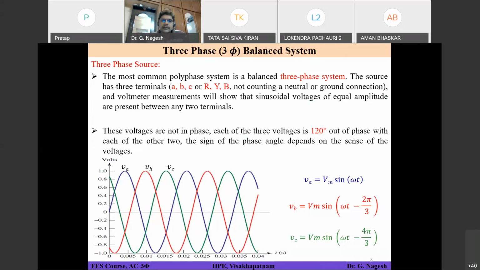What is the approximate RMS value of voltage which is coming to our house in India? Phase voltage. 230. Okay. So what could be the line voltage? You know what line voltage means and what that value could be?